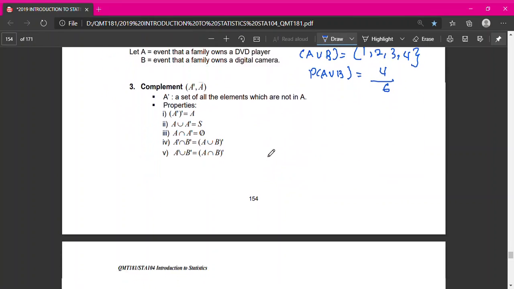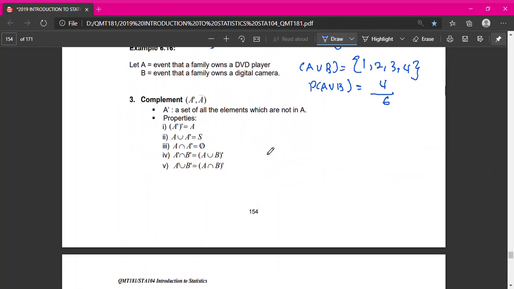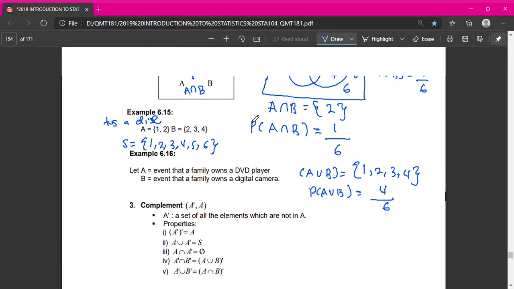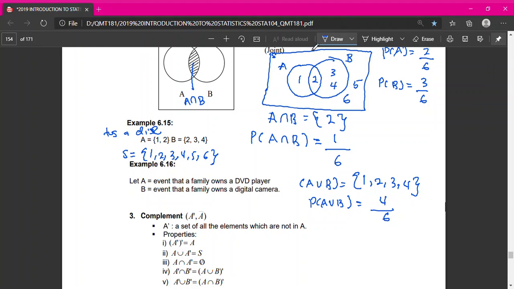Okay, tengok complement pula. Apa maksud complement? Macam tadi ada bagi tahu, complement ialah selain dari, kalau A complement maksudnya selain daripada A. Notationnya A prime ataupun A bar. Okay, maksudnya a set of element which are not in A. Kalau A complement maksudnya element which are not in A. Contohnya, let's say contoh yang sama.